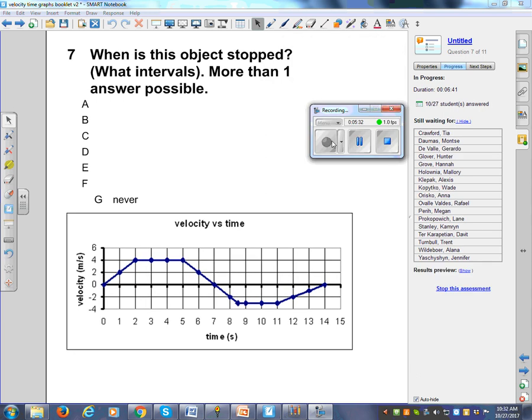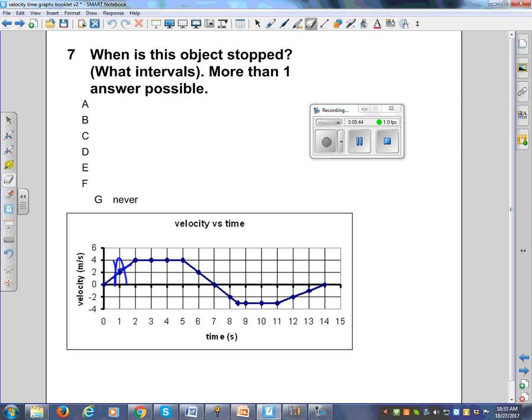When you get to number 7, your possible answers are interval A, B, C, D, E, F, or G is never. And more than one answer is possible. So this is interval A, B, C, D, E, and F. Okay?